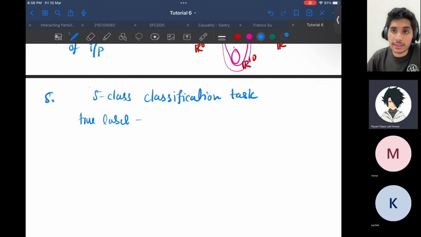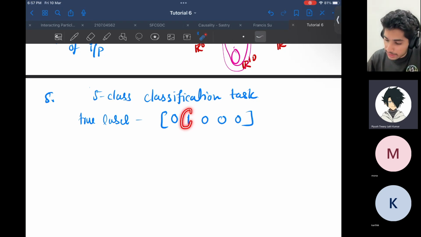So I hope you remember that these labels are given in the form of one hot vectors. So it is 0, 1, 0, 0, 0. What it means is that the second class is the correct option. The others are incorrect. So this input data point belongs to the second class. This is what it means.